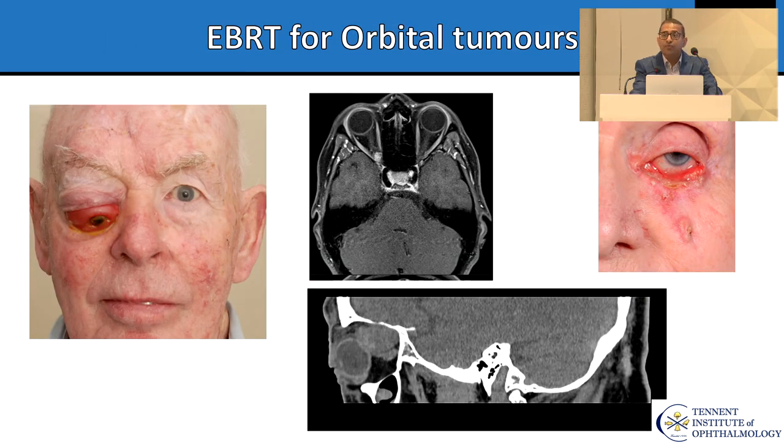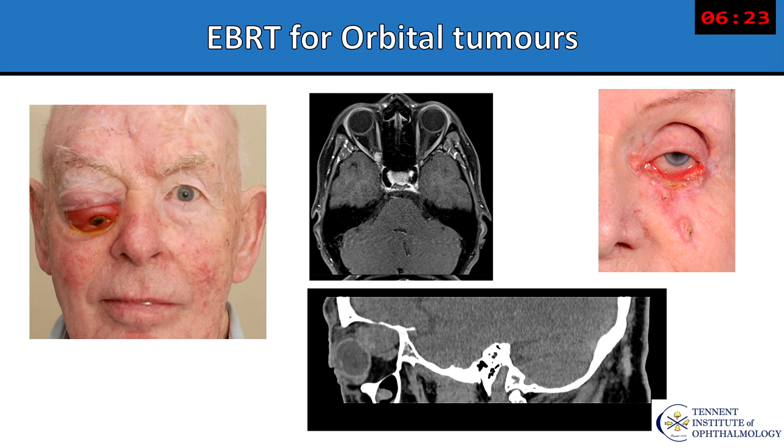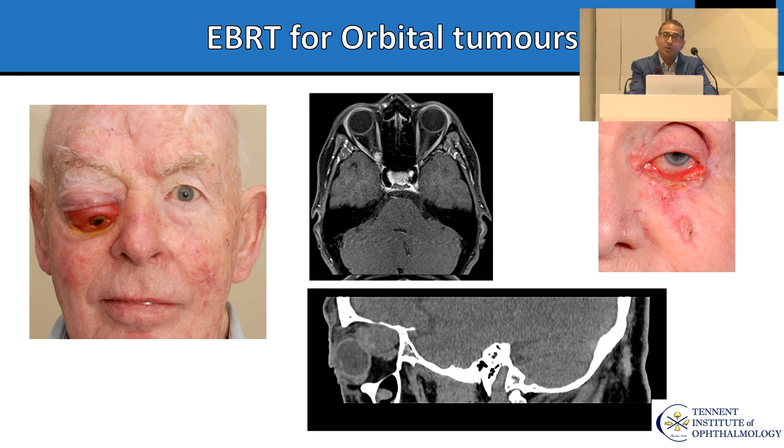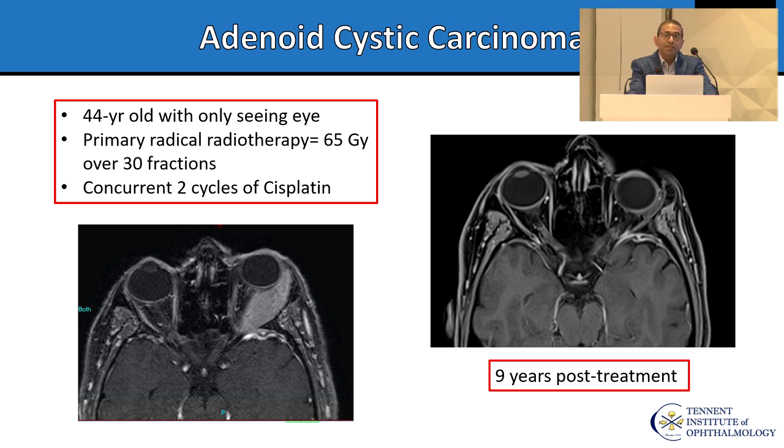Now, the area of other orbital malignancies is perhaps where there is a bit more variation. You can use orbital radiotherapy as an adjunct for cure of many malignancies, or you could use it with palliative intent, perhaps both in malignant and in benign tumors. Two examples of successes before we move on to the complications and the challenges. This is a lady with adenoid cystic carcinoma, unfortunately on the side of her only seeing eye.